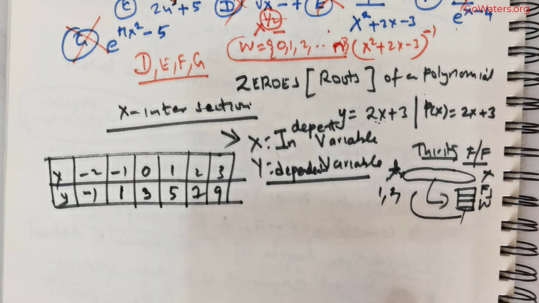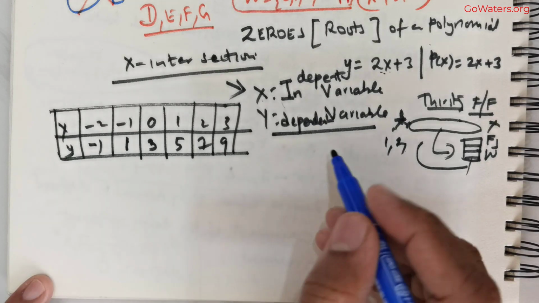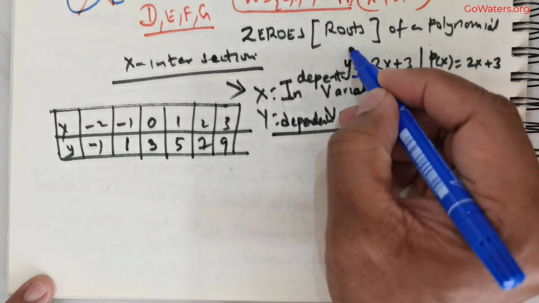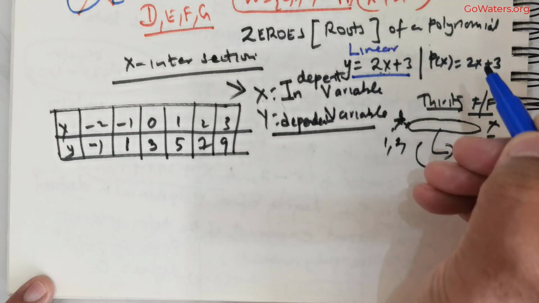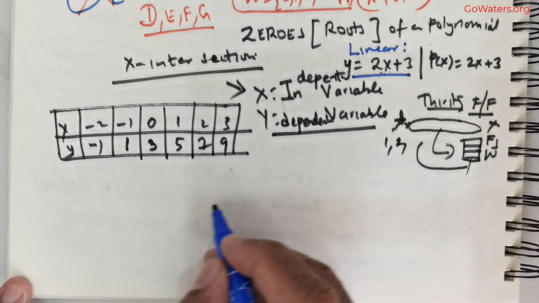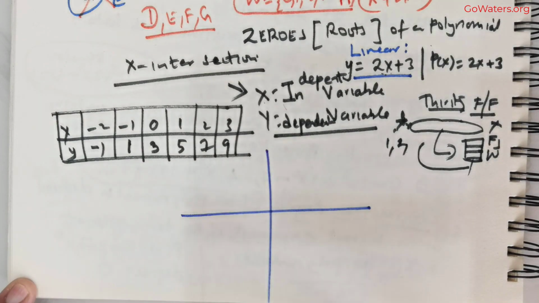Now coming to the point, we need to know the x intersection. How are we going to get the graph for this? Remember, we have taken y is equal to 2x plus 3. What do you call this polynomial? This polynomial is called a linear polynomial. What do you mean by linear? The degree of x is equal to 1. So let me draw the graph. This is going to be a straight line graph.